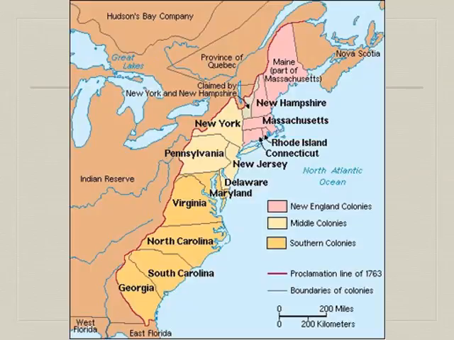This slide here perhaps shows you the different colonies a little bit better than the previous one. You can see the southern colonies. At the beginning, again, it was just Virginia and Maryland. The others will be added with time. And then the New England colonies at the top. We'll talk about the middle ones later.